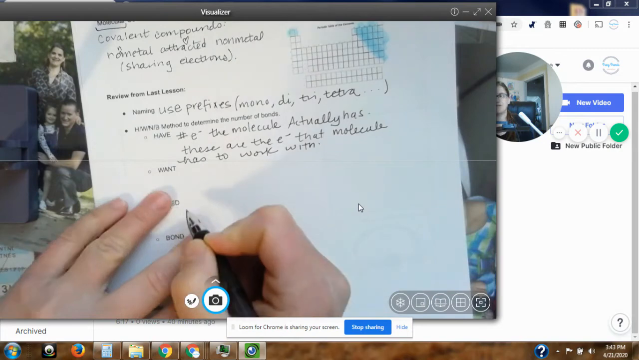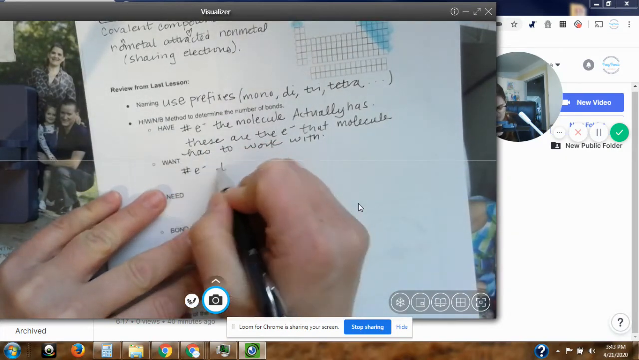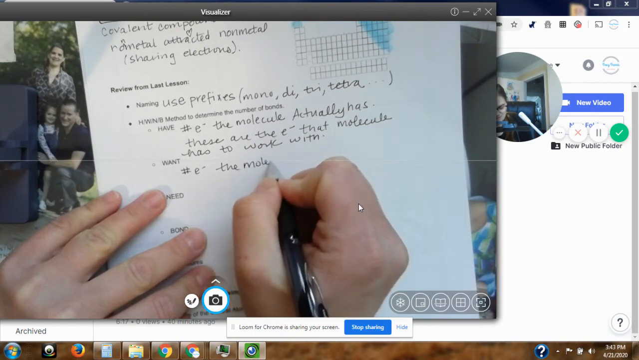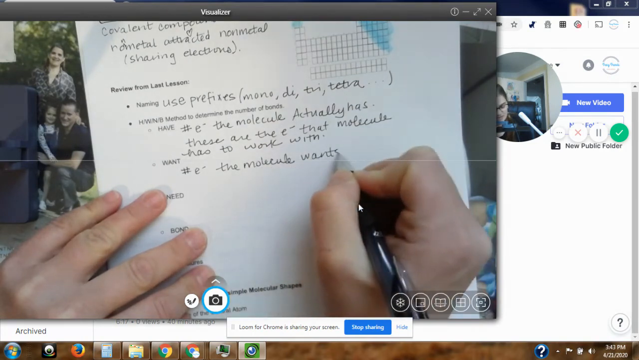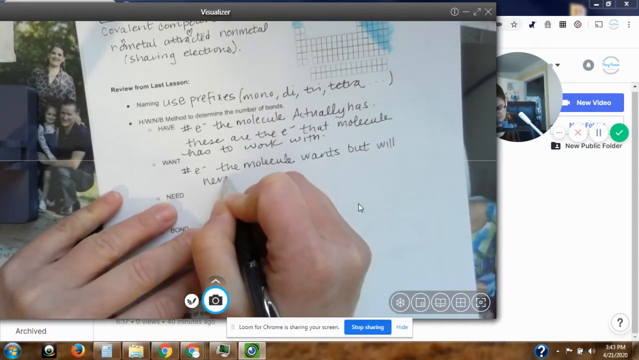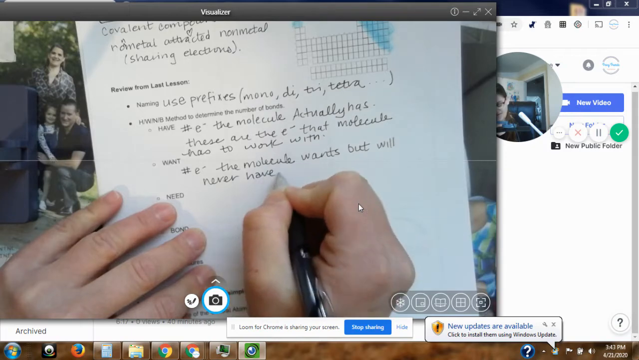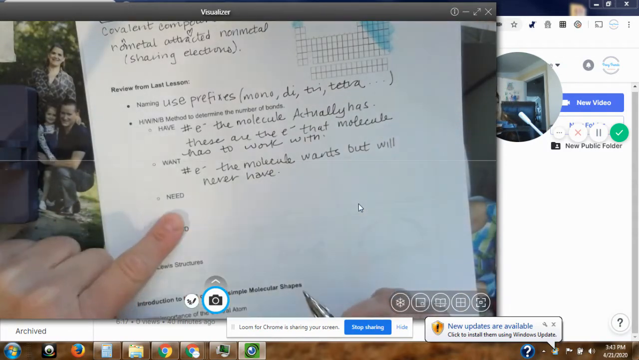The want, on the other hand, is the number of electrons the molecule wants, but will never have. It actually can't have that number of electrons. So that brings us to the need.